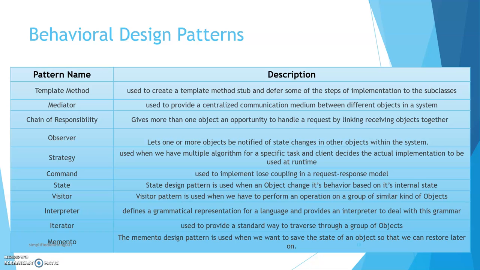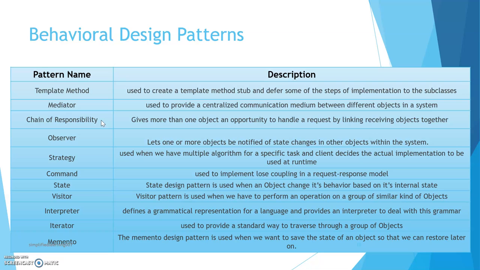Let's now talk about the behavioral design patterns and discuss some of them. There are 11 behavioral design patterns: the template method, mediator, chain of responsibility, observer, strategy design pattern, command design pattern, state design pattern, visitor, interpreter, iterator, and memento design pattern. The template method design pattern is used to create a template method stub and defers some of the steps of implementation to the subclasses. The mediator design pattern is used to provide centralized communication between different objects in a system.